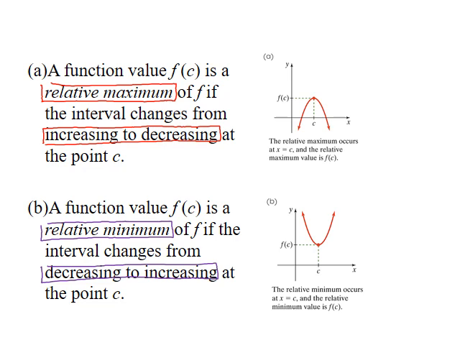So as you can see on the two graphs next to each one, on that first graph, your graph is going up and then back down. So that point that they're labeling is a relative max, versus the second graph down on B, you're going downward or decreasing and then up to increasing. So that point is considered a relative minimum.